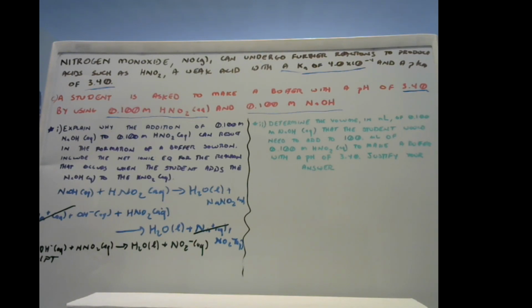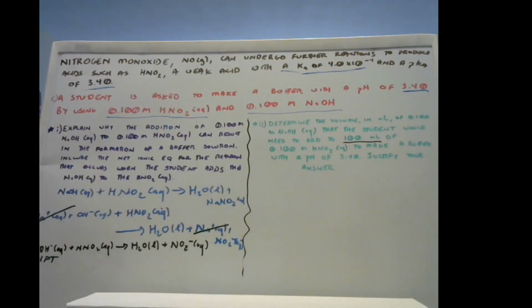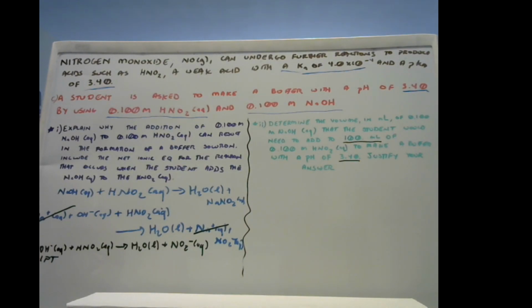Part 2, which is also in the 2020 AP exam, says: determine the volume in milliliters of 0.100 molar sodium hydroxide the student would need to add to 100 milliliters of 0.1 molar nitrous acid to make a buffer with a pH of 3.4. Justify your answer. And this one looks a little tricky, a little hard. Looks like it requires a lot of math, but it ultimately doesn't. There's a really easy thing here.